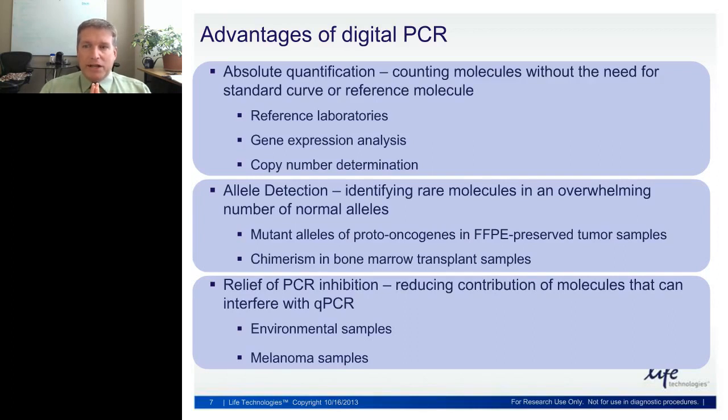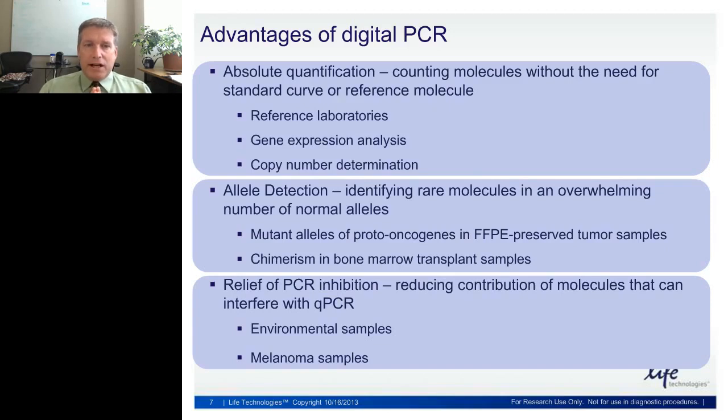In other words, for pulling out that yellow tulip from the sea of red tulips. This allows you to then look at proto-oncogenes that are in a few cells in FFPE preserved tumor samples. And another example I will show you is chimerism in leukemia transplant patients, where we're determining whether or not there are any residual recipient cells after a bone marrow transplant.